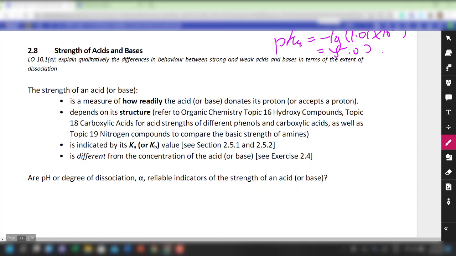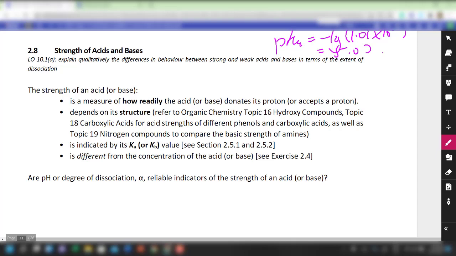Right now we have the strength of acids and bases, under section 2.8. We have a few bullet points here. The strength of an acid measures how readily it donates protons. It is dependent on structure: whether it is stable or not stable, and whether there is any factor that helps to stabilize it. The greater the Ka value, the stronger the acid. The lower the pKa, the stronger the acid as well. As we mentioned earlier on, strength and concentration are not exactly related.